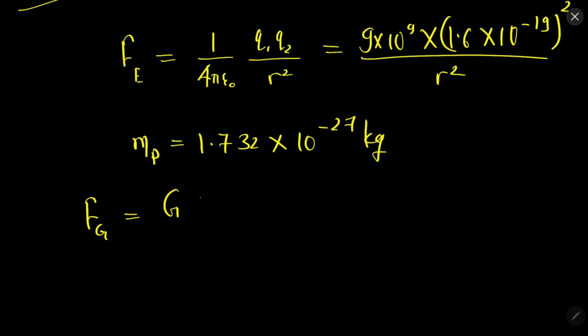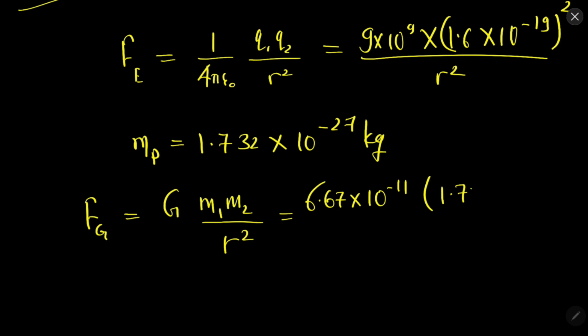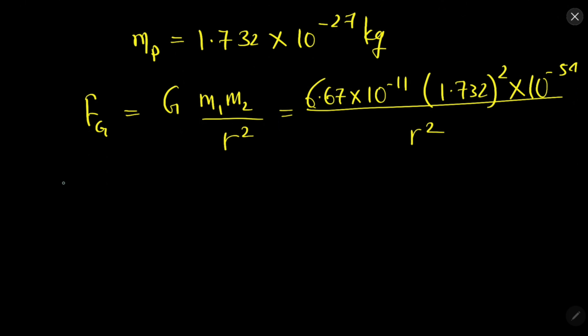Gravitational force will be G m1 m2 upon r square, so it will be 6.67 into 10 to the power minus 11 into 1.732 square into 10 to the power minus 54, upon r square. So let's take the ratio. R square will get cancelled out, so I am directly writing this.